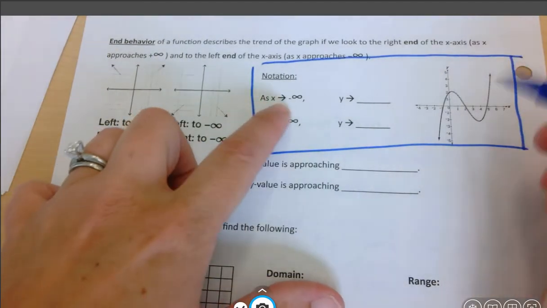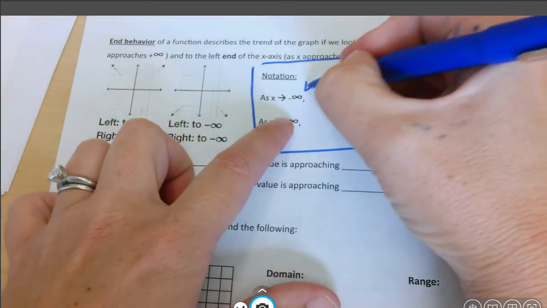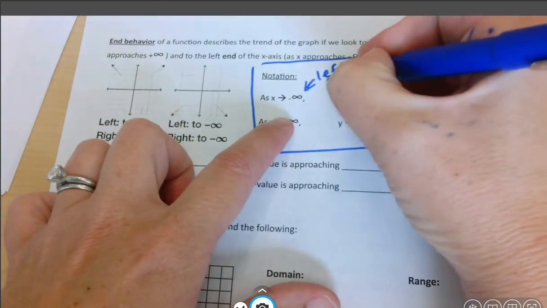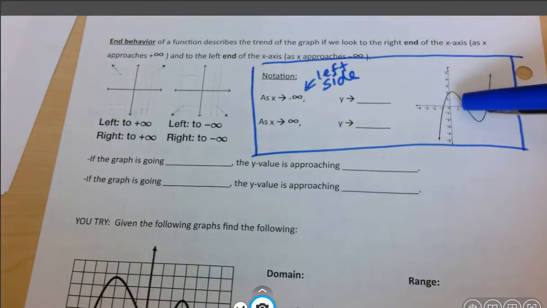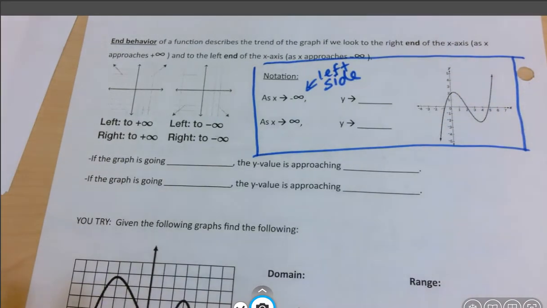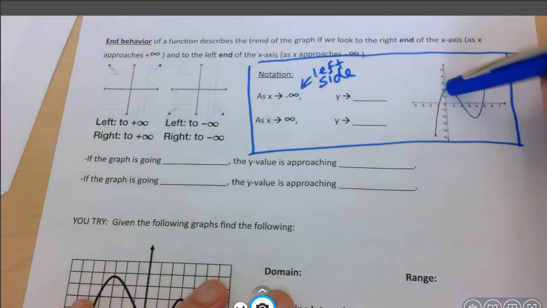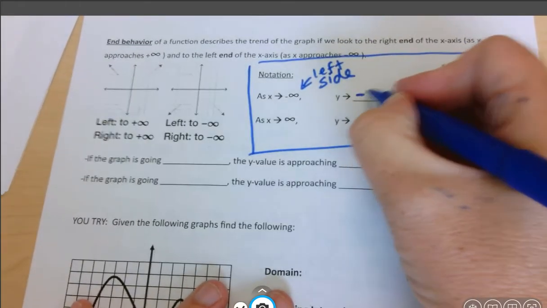So when it says as x is going to negative infinity, they're talking about the left side. Okay? So on the left side of the function, as x is going towards negative infinity, what's the y doing? Is it going up or down? It's going down. For some people, that's hard to see because it's different from when we talk about increasing and decreasing intervals, because we're not reading the graph left to right. We're starting in the middle, and we're saying, okay, as x goes to negative infinity, what's the y doing? It's going down to negative infinity.